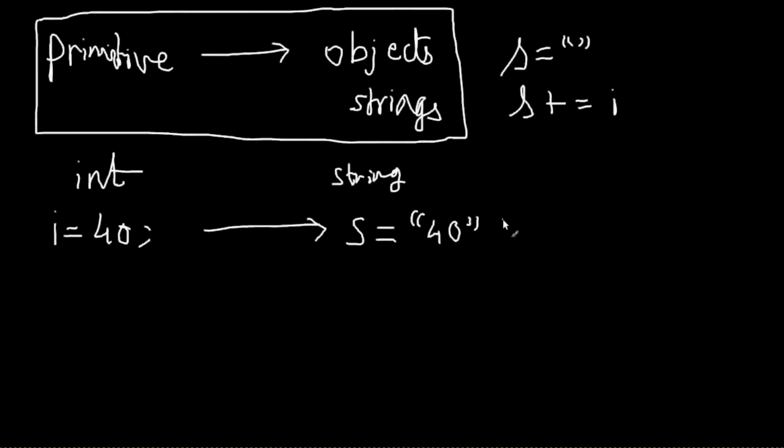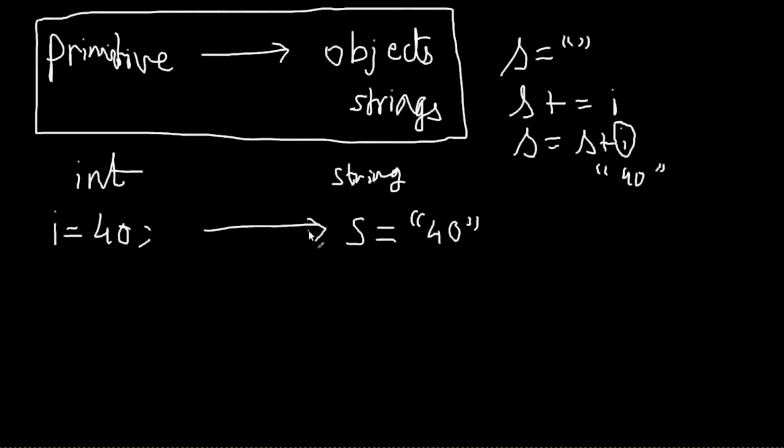If you're wondering what s plus equal to I is, it's just a notation for s equal to s plus I. That's an easier way of writing it. So all that happens is the computer converts this I into a string implicitly. You don't have to do any explicit conversion, and so it's just added to the s, which is blank, so it becomes 40 like this. So the better way to do it is using the wrapper classes.